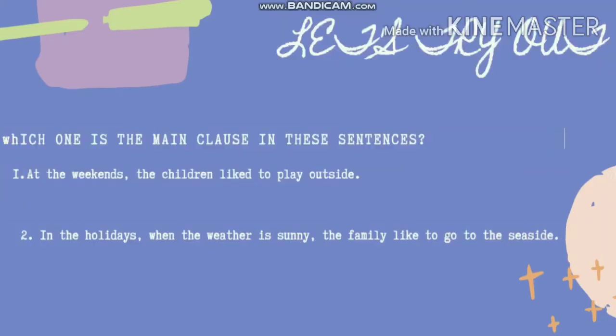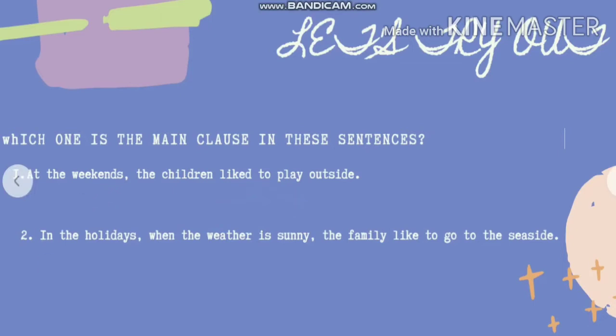Let's try out this exercise. Which one is the main clause in these sentences? Look at the first sentence. At the weekend, the children like to play outside. Which one is the main clause? Is it at the weekends? Or the children like to play outside? Yes, we have to look at the comma as a separation. Which one makes sense? Yes, the children like to play outside makes sense for us, so it is the main clause.